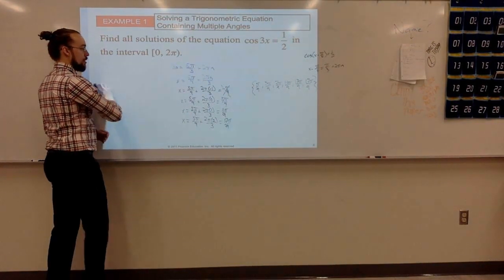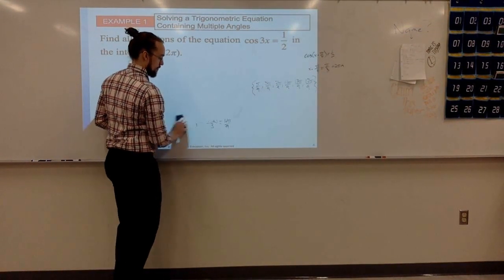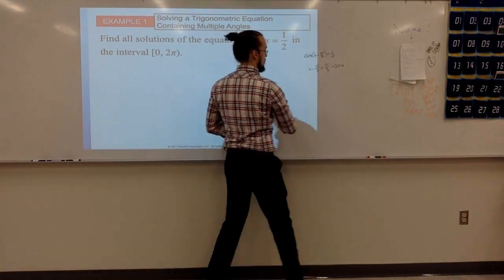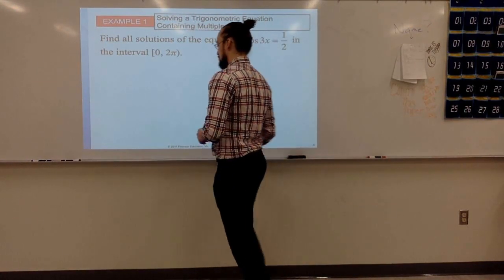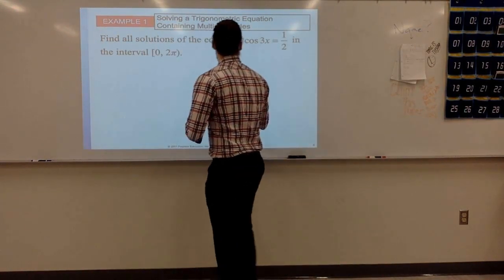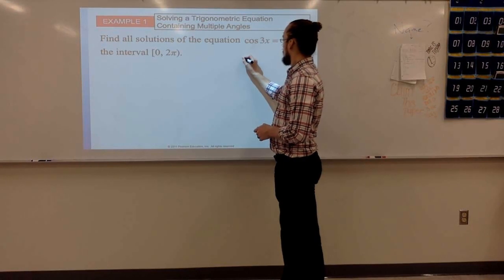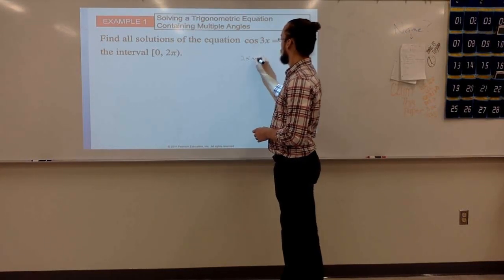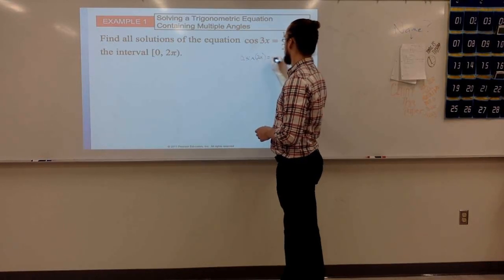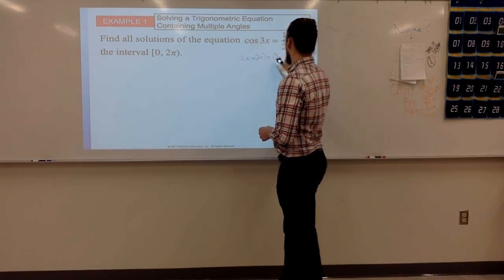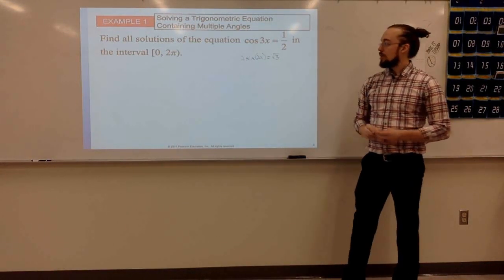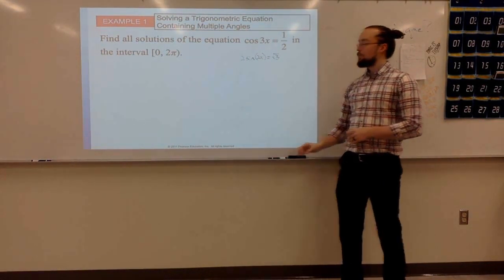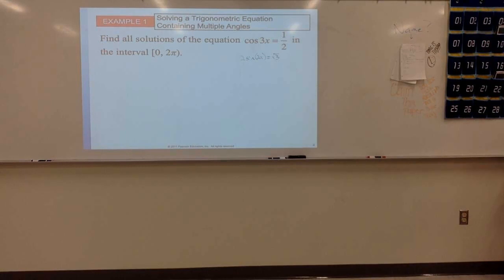All right. Why don't you guys try one then? How about two sine of 2x equals square root of 3. Okay. Find me all the solutions to 2 sine of 2x equals the square root of 3 in the interval 0 to 2 pi.